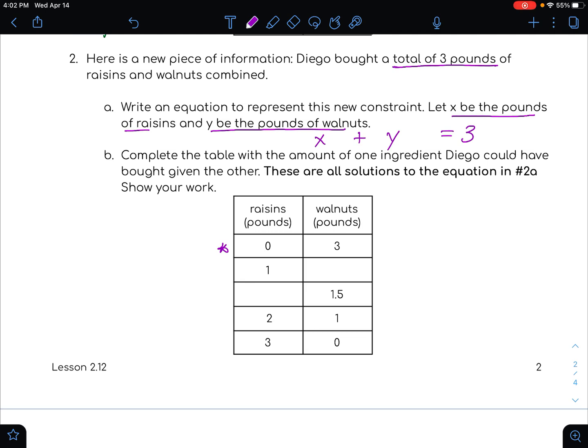So think of some combinations that could work, some solutions to that equation. Think about the first one here, 0, 3. If we put 0 in for x and 3 in for y, 0 plus 3 is 3, so that works. Another one, 2, 1. 2 pounds of raisins, 1 pound of walnuts, 2 plus 1 is 3, so that also works. 3, 0 works. 3 plus 0 is 3. So what are some other ones that work?